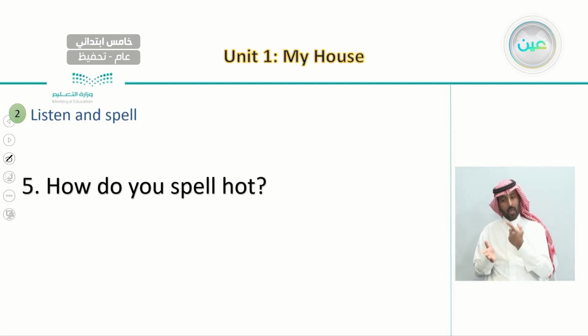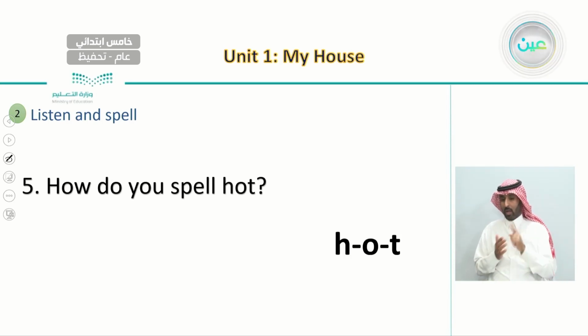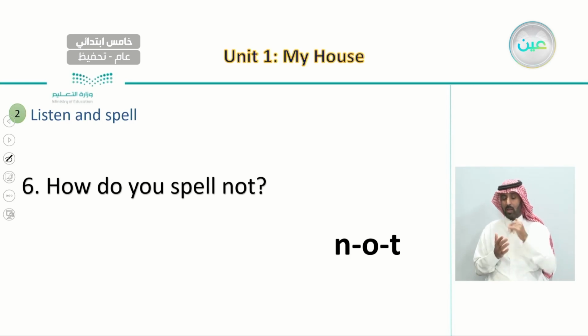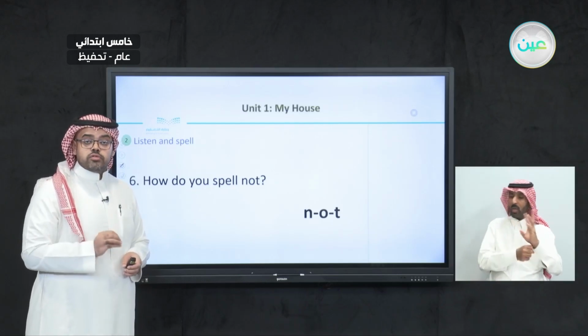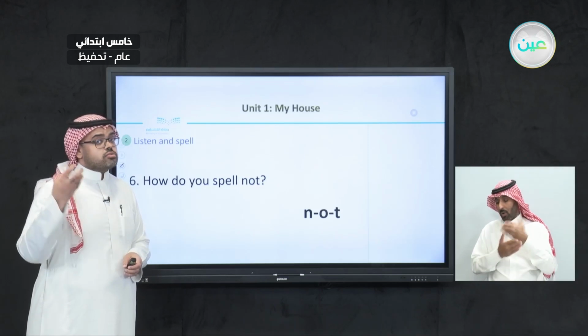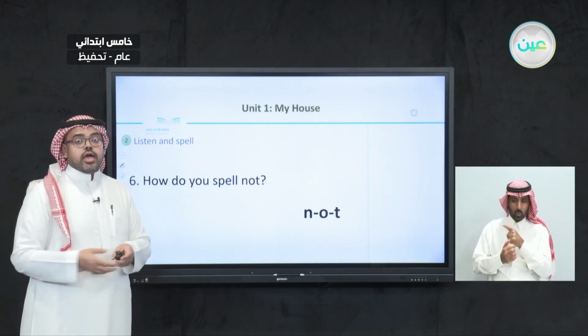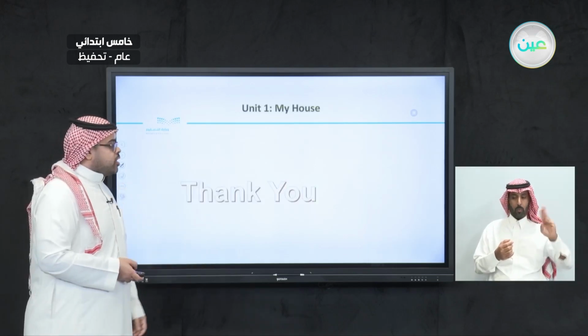And how can we spell the word hot? We spell the word hot with H-O and T. And finally, how can we spell the word not? We spell the word not with N-O-T. We said that it is important that we learn how to spell each of these words, because it will help us to memorize which words we use U with and which words we use the letter O with.